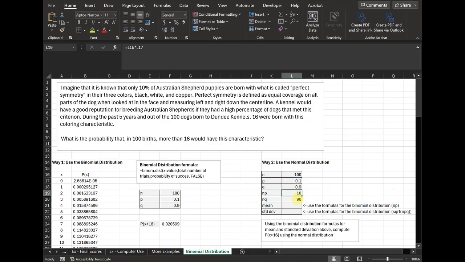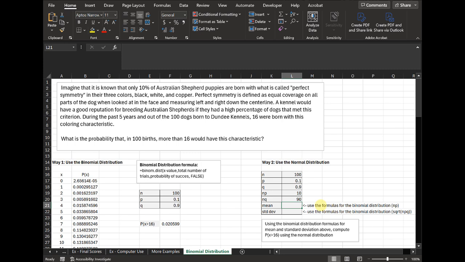So as long as both of these numbers are greater than 5, you are allowed to use the normal distribution to approximate the binomial distribution. So this is just a check for us. We're good to go. So from here, the next thing that you need to know is you have to calculate your own mean and standard deviation.